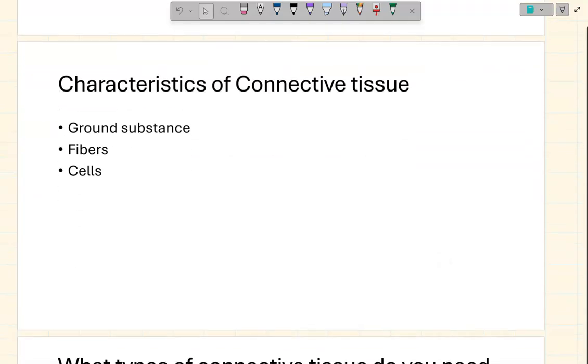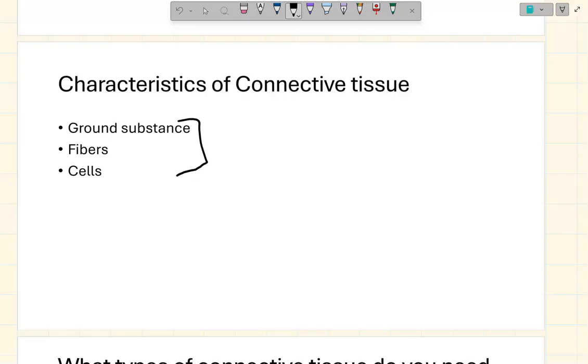Okay, so for the characteristics of connective tissue, all connective tissue has these three components: the ground substance, fibers, and cells. And cells is going to be really, really diverse. This could be a ton of immune cells. This could be blood cells. This could be cartilage cells. So the types of cells that we're going to see across the different types of tissue are going to be vastly different from one type to another.